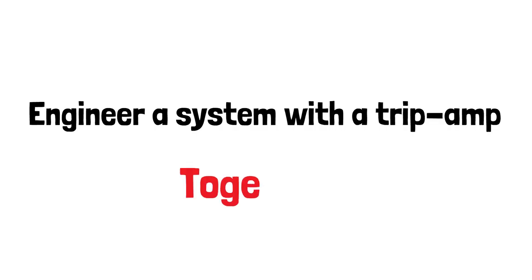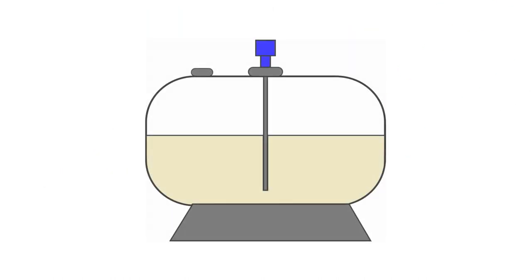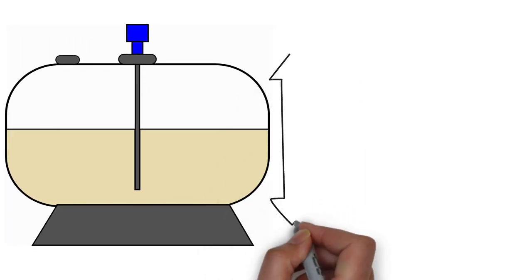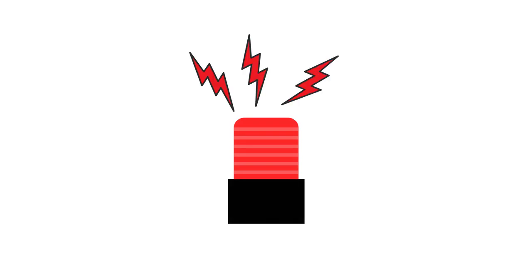Let us engineer a simple system together that utilises a trip amp to get the job done, along with a few other components. So we have our transmitter already mounted and calibrated to give 4 to 20 milliamps out for a range of 0 to 100% of the vessel. Next, we need the flashing beacon that will be mounted next to the tanker. Let's pick a flashing beacon that illuminates when supplied with 24 volts and is off when not powered.